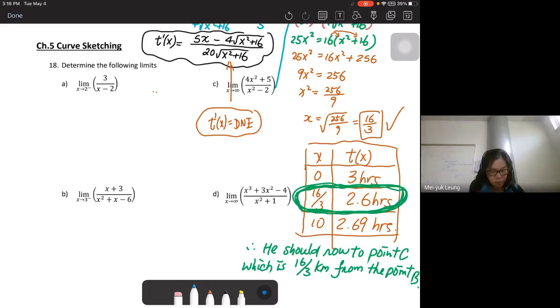Okay, who gets the first one? What is the limit of 3 divided by x minus 2 as x approaches 2 from the left-hand side? Think about this: approaching 2 from the left-hand side means x could be a number like 1.999999. So now you're looking at 3 divided by a negative small number very close to 0. What kind of number would you expect to get? It's negative infinity.